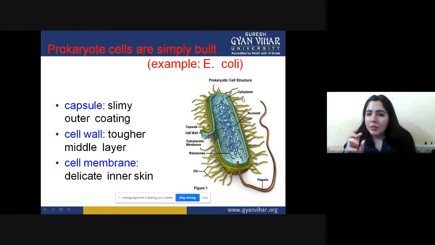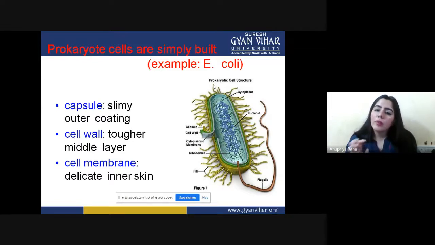Because the slimy outer coating captures most infections or anything dangerous for the life of a bacterial cell, that can be captured in this outer slimy layer. That's why this slimy coating has to be present. Cell wall, the tougher middle layer. After the slimy layer, we have a cell wall. And the cell wall is not slimy like the capsule. It is a tough layer.